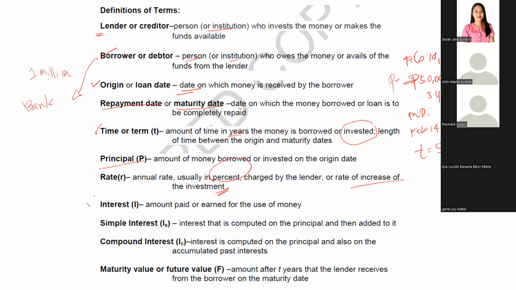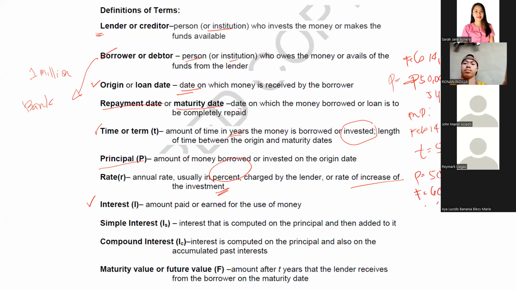And we have here interest, which is denoted by capital I. This is the amount paid or earned for the use of money. Say for example, nag-utang ka ng 50,000. Sabihin natin ang binayad mo is 60,000. Ang interest dyan, ang dagdag. Nag-utang ka ng 50,000, naging 60,000, ang dagdag dyan is 10,000 pesos. So, ang 10,000 pesos na patong, that is the interest.